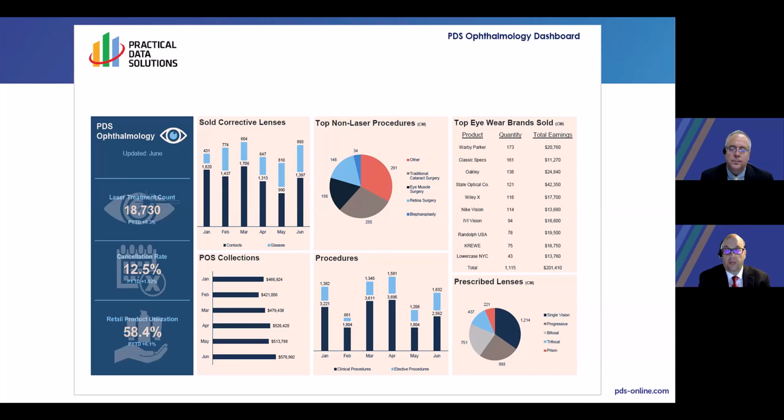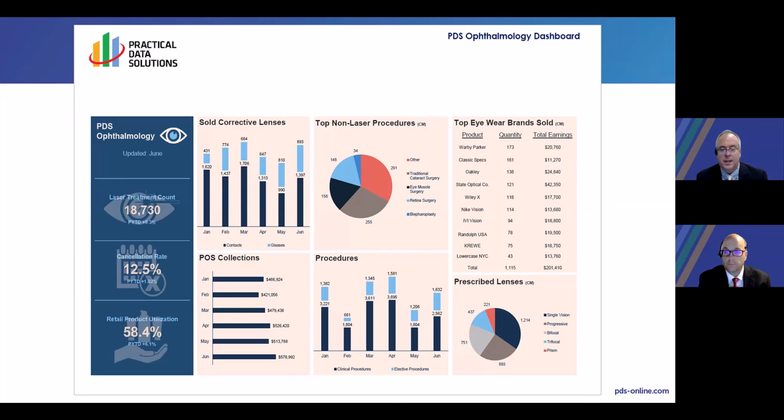And then, of course, we may want to get a handle on our retail services, like we talked about before. This is something unique to ophthalmology, where we have these retail services with the eye brands that we're offering with the prescribed lenses. How many people, and how frequently, are utilizing our retail services versus taking the prescriptions and going elsewhere?